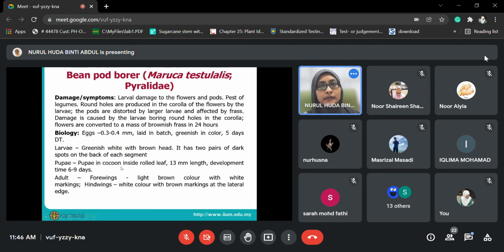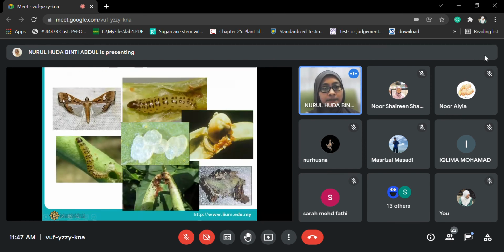Sometimes you may see it, maybe not inside the rolled leaf, maybe near the area of the hole that it made to enter the soil. Only, it will not pupate inside the bean, it will pupate outside. Okay, for the adult, the forewing is light brown with white marking, meanwhile the hind wing is white with brown marking at the lateral edge. Okay, this is the picture.